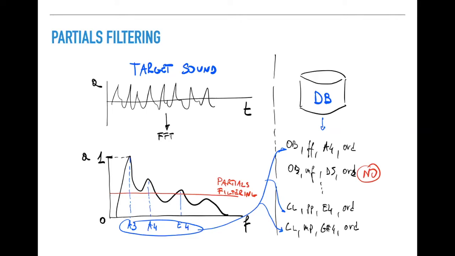So basically, increasing the partial filtering, suppose you put this value to 1, then you will only take the highest partial, the first partial, in this case A3. If you put this value to 0, then you will take any partial, so there will be no filtering in the partials. If you put something like 0.3 or 0.4, 0.2, you take the strongest partials of your target sounds to drive orchestration.